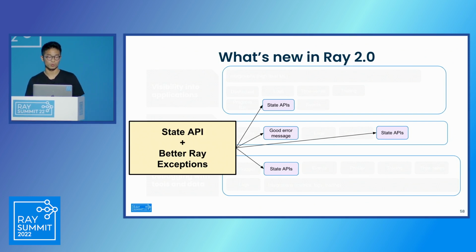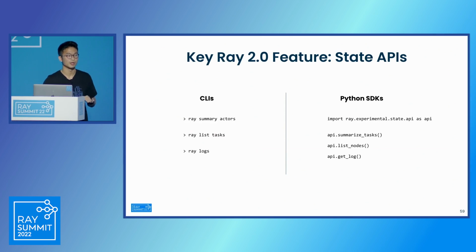Right, so let's look at what the state APIs are about. The state API introduced a couple more APIs that are available both in CLIs and also in Python SDKs, which give you an overview of the Ray states such as objects, tasks, and actors, etc.